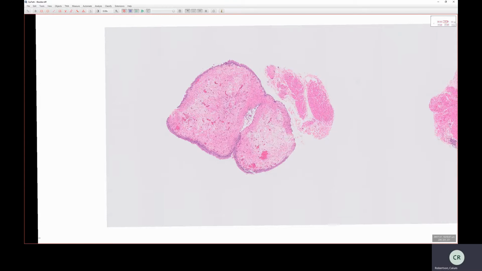This is the first in a series of videos where we're going to look at the urinary system. This is a bladder biopsy. This is the main type of specimen you will encounter. Bladder biopsies are very common for diagnosis and surveillance.